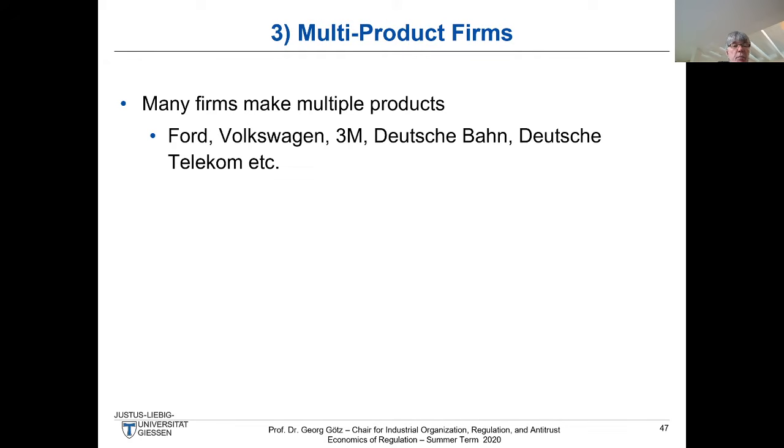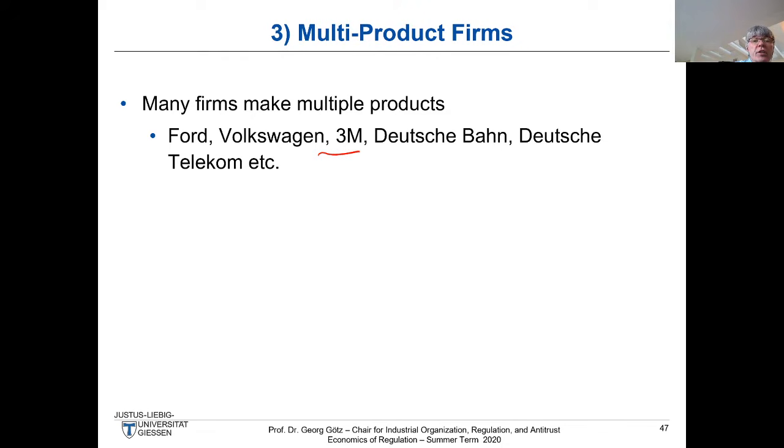And they have subcompact cars like the Up, the Polo, compact cars like the Golf, sedans like the Passat, more like a hatchback, or however they call this. They have the Touran, they have the SUVs like the Touareg. So they produce multiple products, many different products.